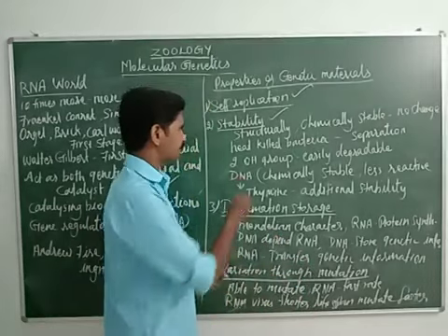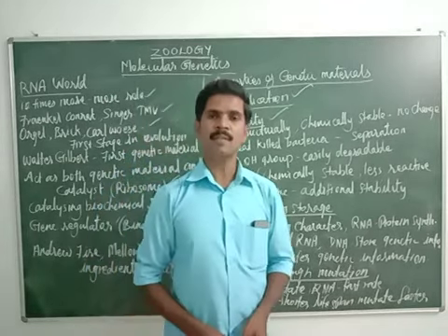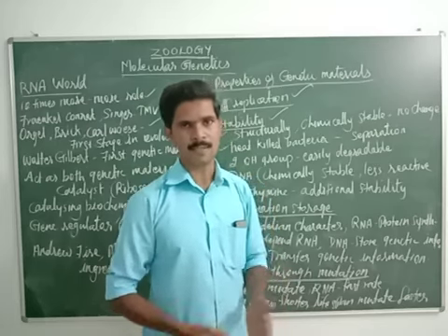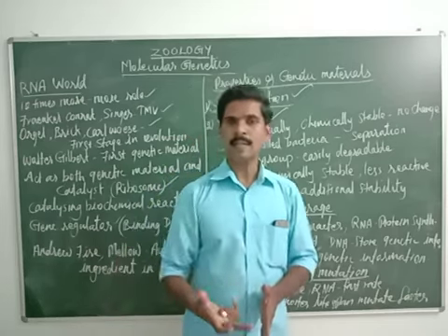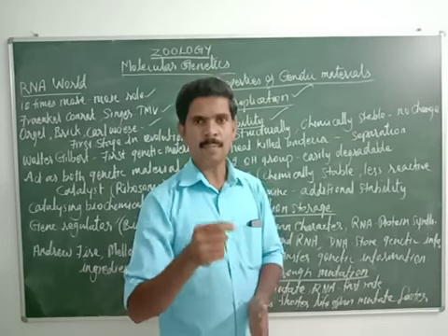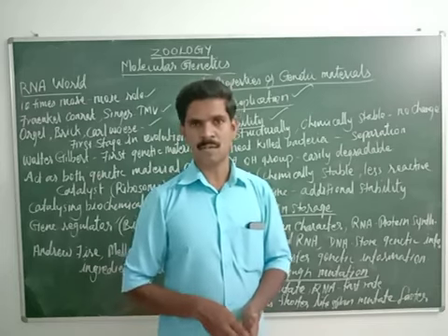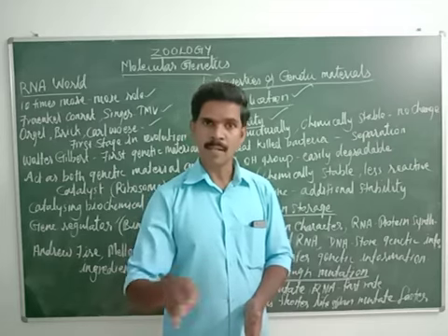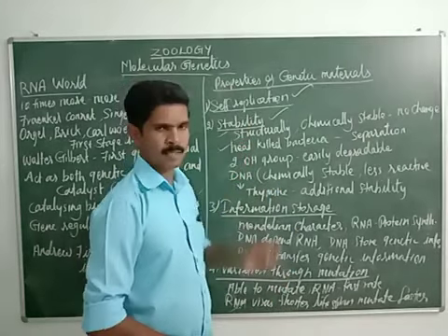Second, in the bacterial transformation experiment, Griffith killed the bacterial species using heat. When we kill the bacterial species with heat, some important properties present inside the bacterial cell are not destroyed. So this is the second point about stability.